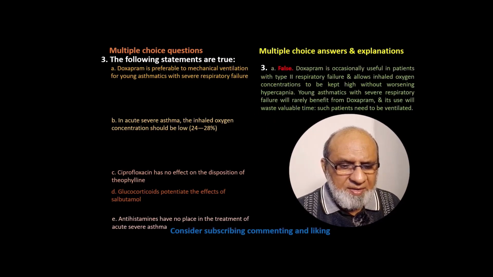Question 3, Part A, answer is false. Doxapram is occasionally useful in patients with type 2 respiratory failure and allows inhaled oxygen concentrations to be kept high without worsening hypercapnia. Young asthmatics with severe respiratory failure will rarely benefit from doxapram, and its use will waste valuable time. Such patients need to be ventilated.